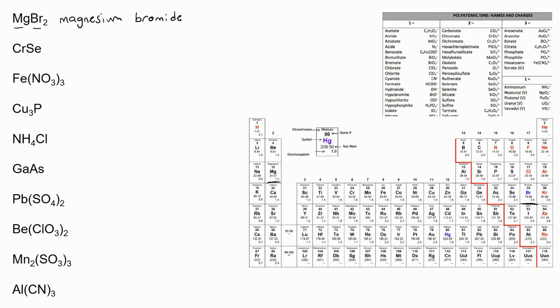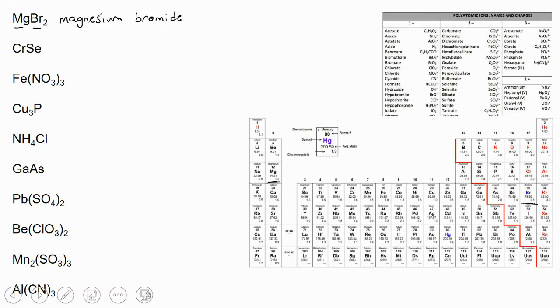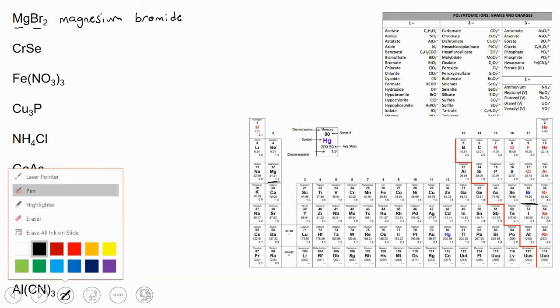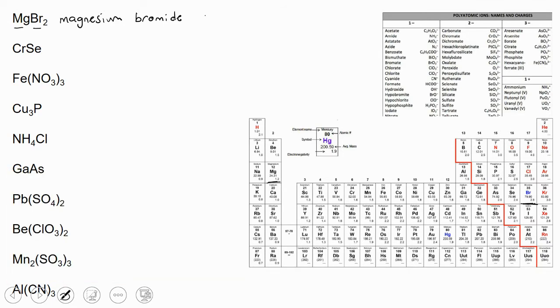That's the easiest case scenario, and I don't think there are any other ones that are quite that simple in this example list. So hopefully you at least feel good that if it's just two monoatomic ions, it's just the name of the element and the name of the second element with that "ide" ending.